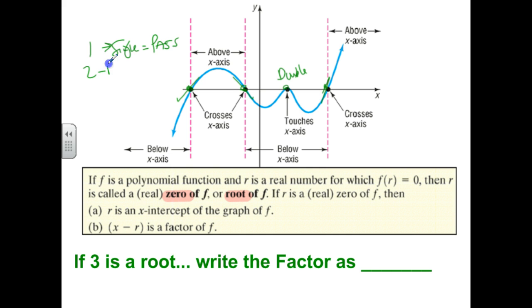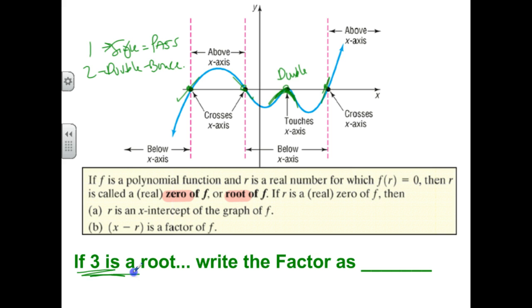But if it's a double root, I'm going to call it a bounce. I think my MyMathLab calls it, what do they call it? Something besides bounce, but you'll figure that out. Touch. I think they call it, it touches the axis. I don't like the word touch. Bounce is a little bit more descriptive of what's happening there.